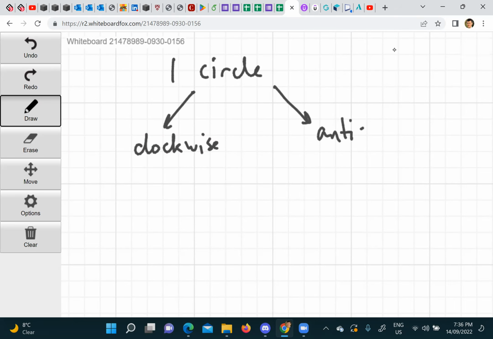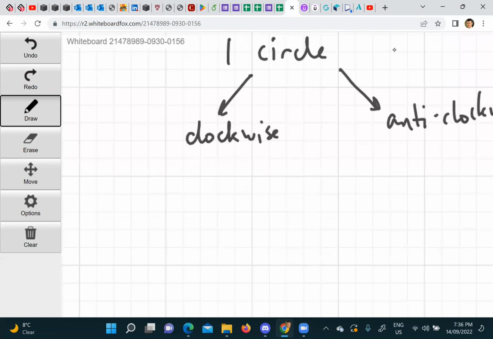Clockwise and anti-clockwise can, I guess, basically be solved by symmetry. You just consider the clockwise and times it by 2. Yeah, exactly. Because it's the same thing, just reversed. Okay, there won't be too many, I think, but it'll be hard to list them out without forgetting some.